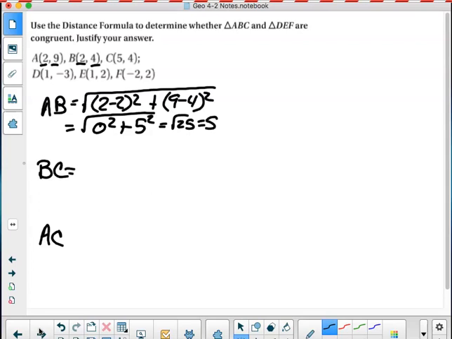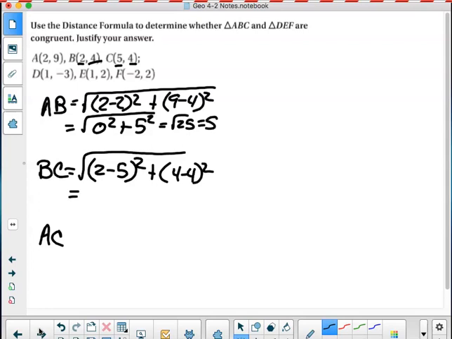So BC, do BC. BC would be 2 minus 5, because my x's, okay, plus my y's, 4 minus 4. Oh, hey, that's nice. That's going to be 0 as well. And that's going to be 3 squared, which is 9, plus 0. Oh, it's just 3. Phew, this is kind of fun. These are quick, right? They're way faster than what everybody stared at.